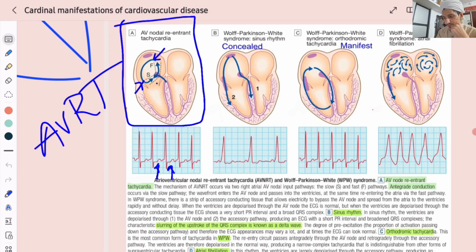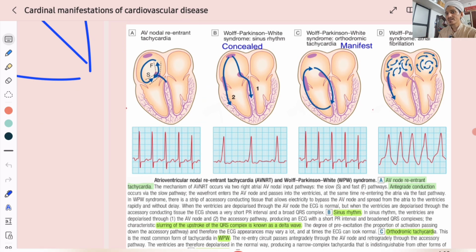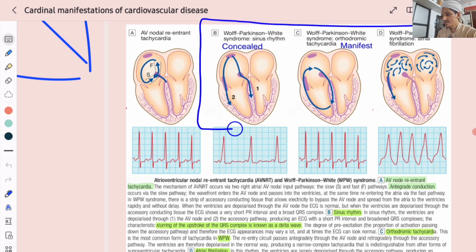These things you are seeing, these are P waves. So that is AVNRT. In 90% of the cases, the P waves will be submerged. Now, all these things are nothing but AVRT. Okay.